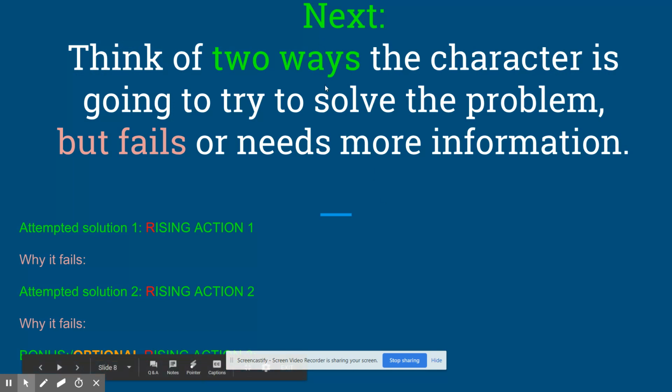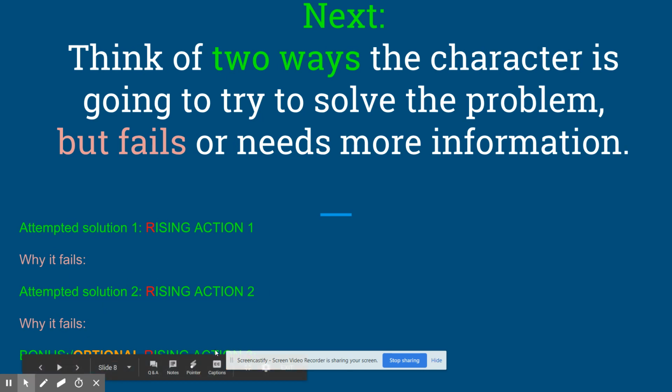You're going to think of 2 ways that the character is going to try to solve this problem. And you might actually think of more, okay? But they need to fail or they need to get more information. So once you know how your character is going to solve it, then you're going to go back and you're going to think to yourself, what are 2 other ways or other pieces of information that they needed in order to solve the problem, and why did it fail?